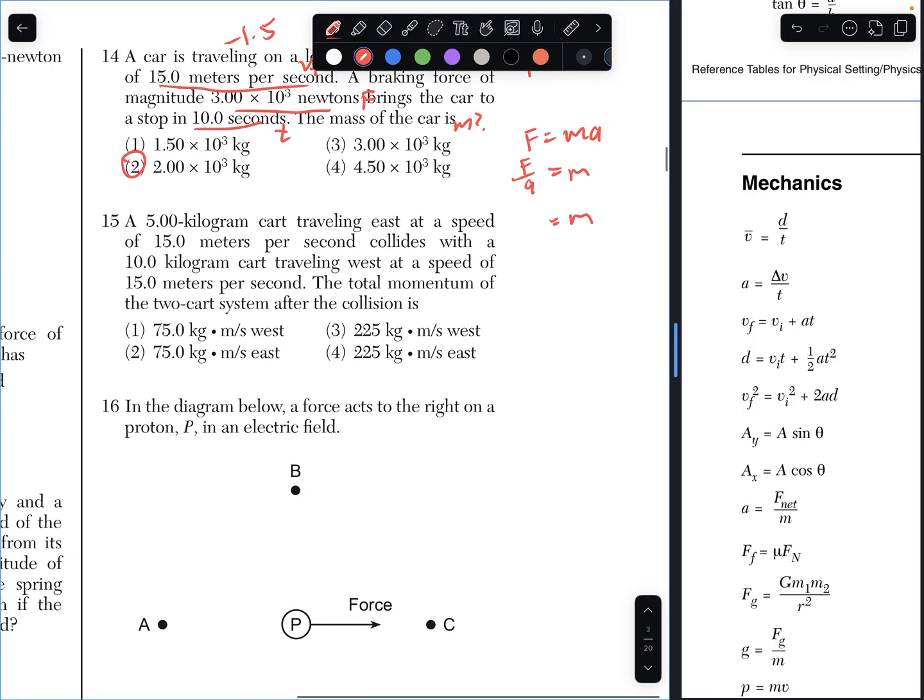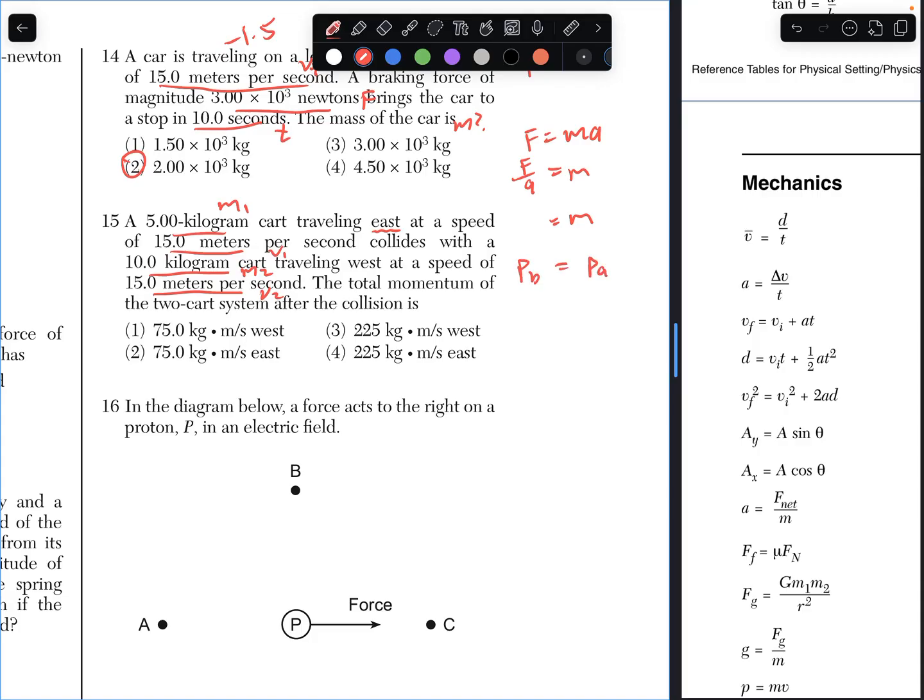Okay, a 5 kilogram car, so we do have mass, traveling east at a speed of 15 meters per second, so that's the velocity, collides with the 10 kilogram car. So I'm going to do M1, V1 with the 10 kilogram car, so that's M2, traveling west at a speed of 15 meters per second, so that would be my V2. The total momentum of the two-car system after the collision is... so here we have a conservation of momentum. P before is going to equal P after.